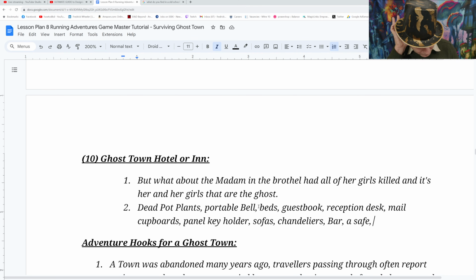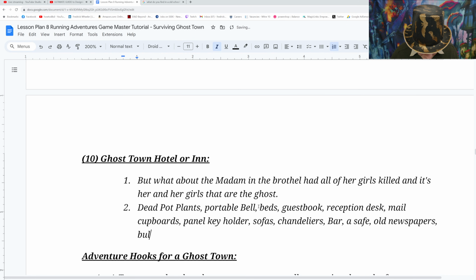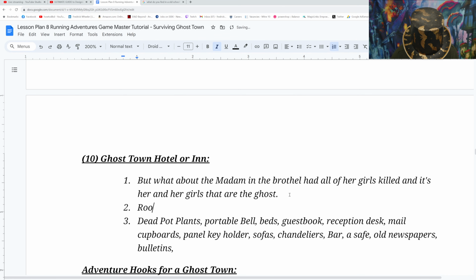Old newspaper, bulletins. That's a good idea. Good point. Old newspapers, bulletins. Okay, yes. Bedrooms, you're talking about rooms. So we'll break it up into rooms. Rooms you find in an inn.